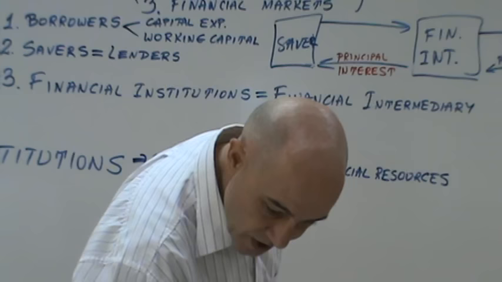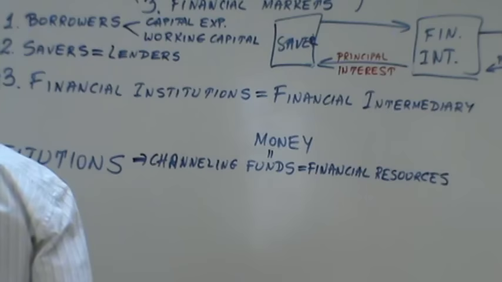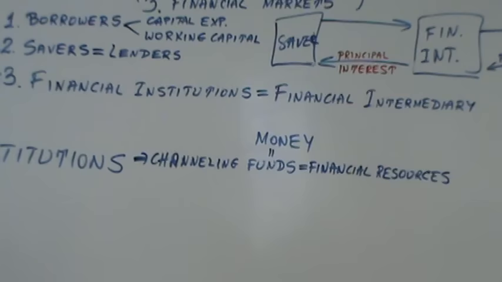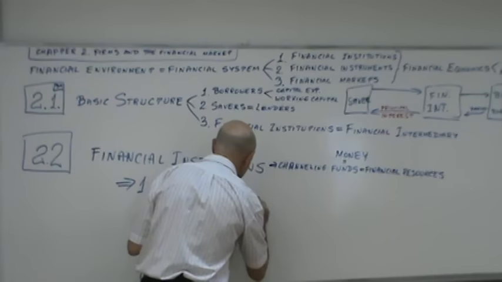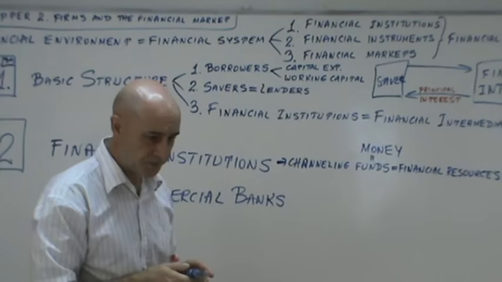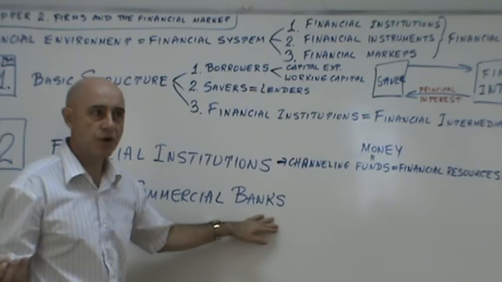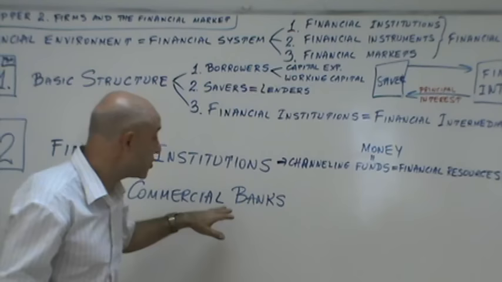Let's see what we have here. Again, the author is a little bit confused. Let's do this. Number one: commercial banks. This is the most popular financial institution. It is the best known institution and the least understood.